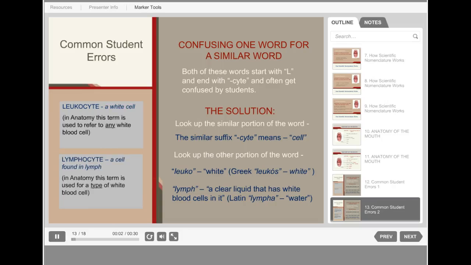Therefore, leukocyte is a white cell, whereas lymphocyte is a cell found in lymph. In anatomy, the term leukocyte is used to refer to any white blood cell, while lymphocyte in anatomy is used for a specific type of white blood cell which is found in lymph.